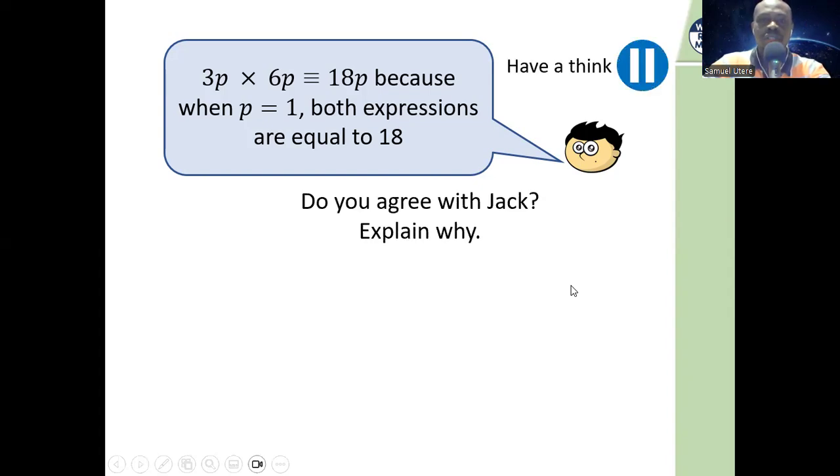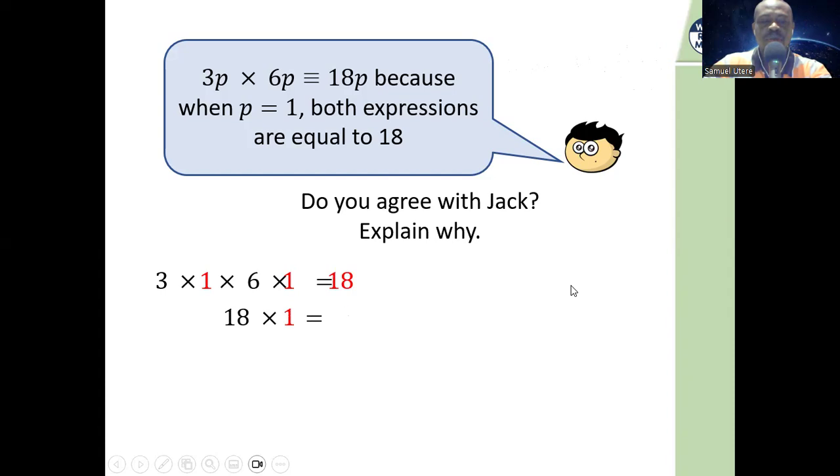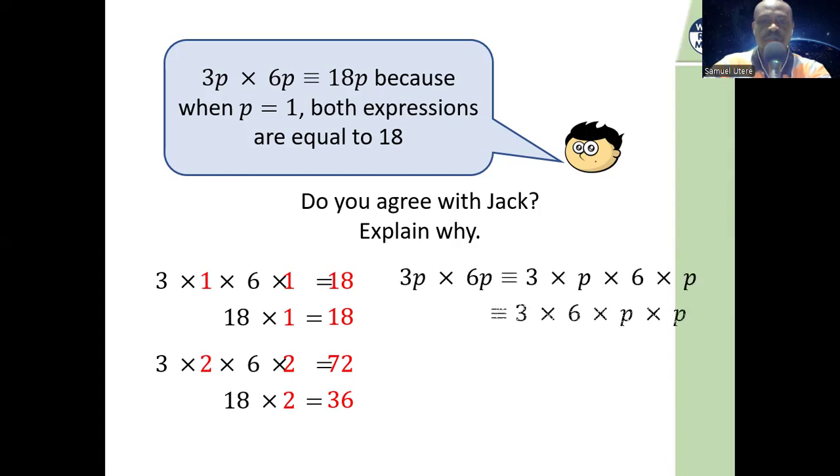Of course, Jack is not correct. Here is why. If we test with different numbers, we'll see that 3p times 6p will give us these. Remember, when you check equivalent expressions, you can check with different numbers. But check this out.